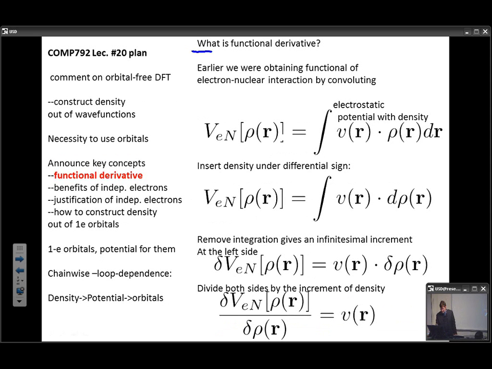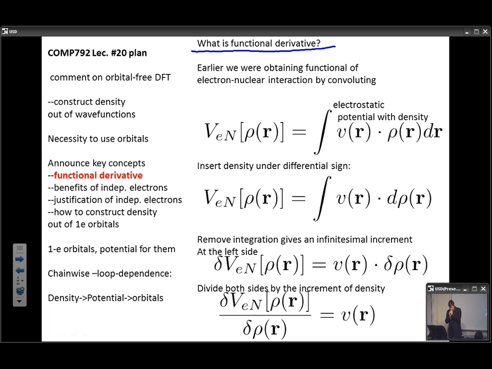Okay, so the concept of functional derivative. There is calculus. There are operations of integration and differentiation. They are conjugate to each other. If you take a function, integrate it, and then differentiate back, you obtain the same function up to a constant. And a similar operation can be formulated in terms of functionals.